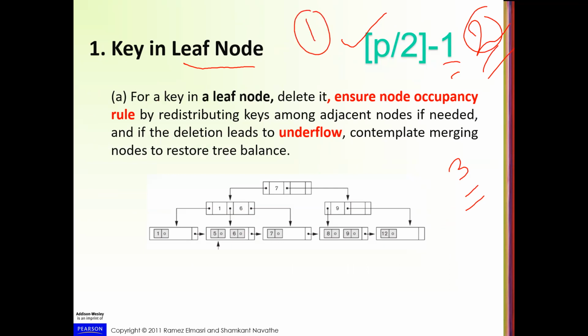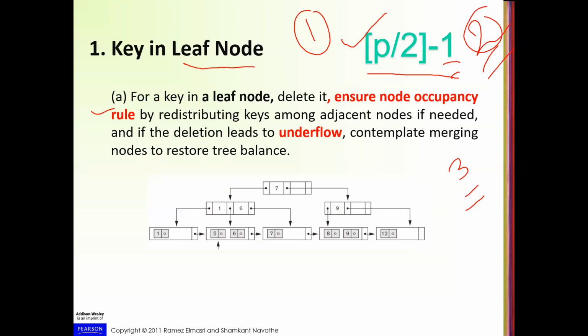It means that if any leaf node is having 2 values, I can just delete 1 value without disturbing any other leaves, without redistributing, merging or borrowing. Now let's see how that is done. For a key in a leaf node that we want to delete, just delete it. Ensure the node occupancy rule. What is the node occupancy rule? This is the node occupancy rule: by redistributing the keys among the edges.